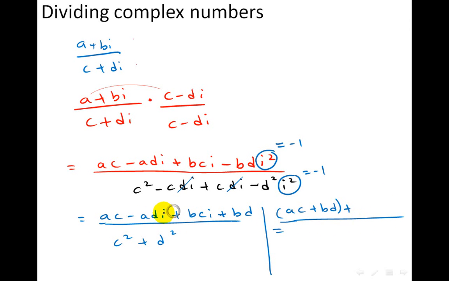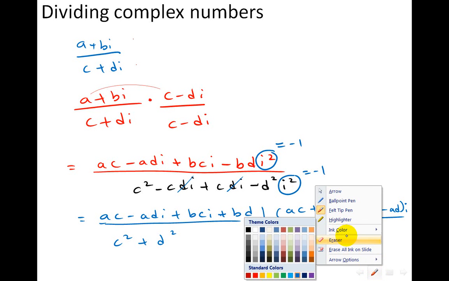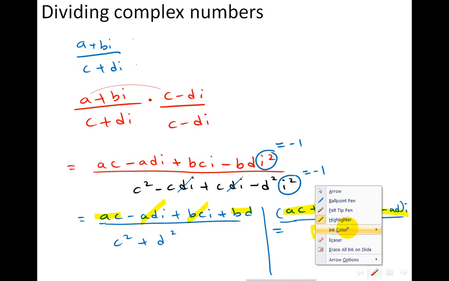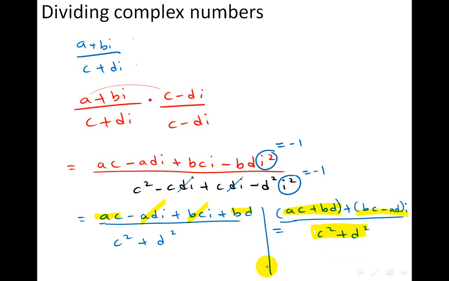And what's the imaginary part here? This one. Good. So now here I gather together the real part, which is ac and bd. In the imaginary part alone, bc minus ad, and the denominator will be a pure real part, c squared plus d squared. Okay, now I'll give you an example on this one. Let's have an example.